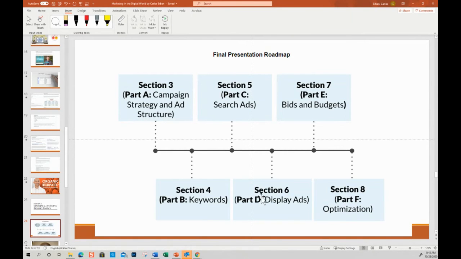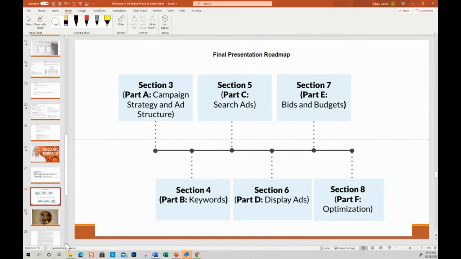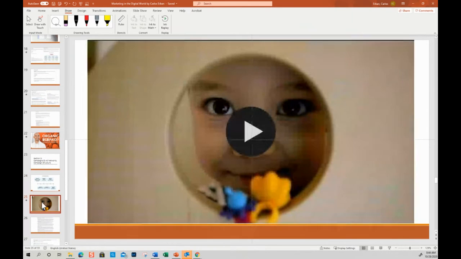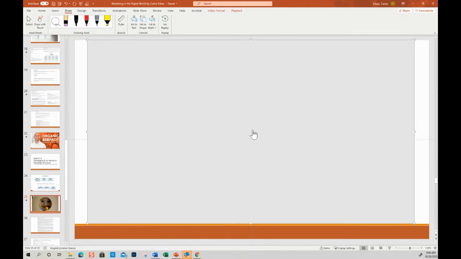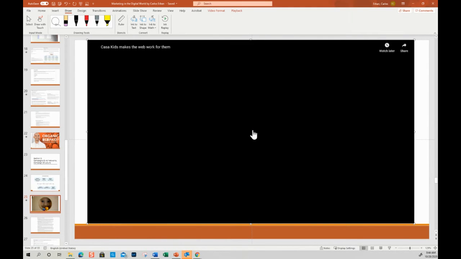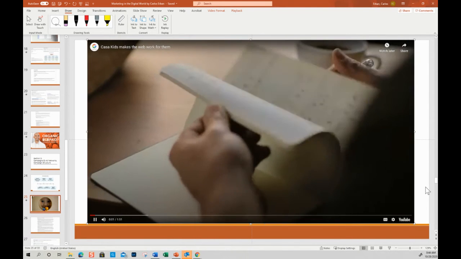Section 5 is the search ads. Section 6 is the display ads, bids and budgets, and then the final is the optimization. Okay, so right now we are starting section 3, which is the campaign structure. So let's look at this video because this is a really good video. I use this video for other classes too.